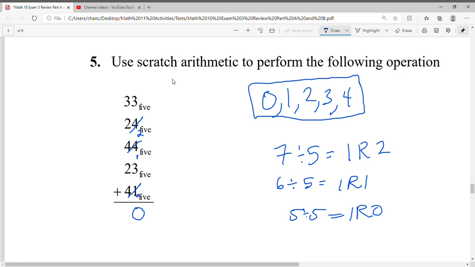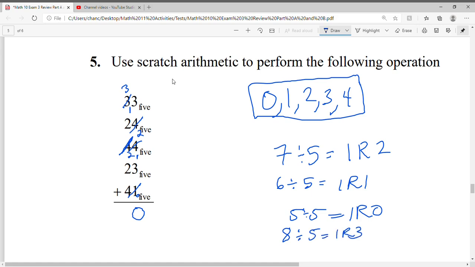We have 3 scratches, so let's carry a 3 over. Three plus 3 is 6. We'll put another scratch. I know 6 has a remainder of 1. 1 plus 2 is 3. 3 plus 4 is 7. We'll put another scratch. And I know 7 is 1 remainder 2. 2 plus 2 is 4. 4 plus 4 is 8.